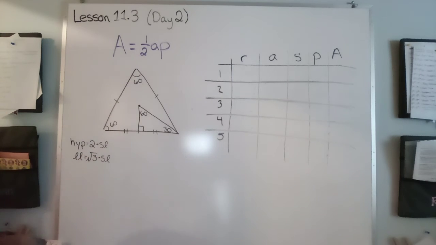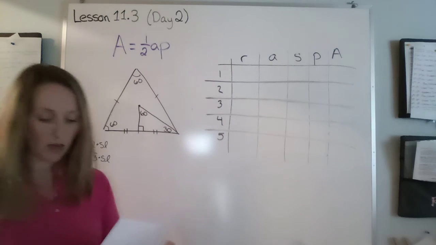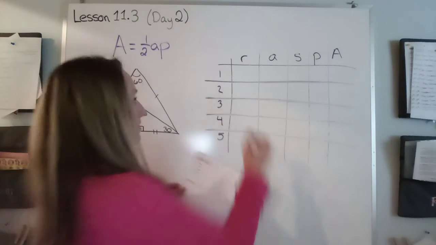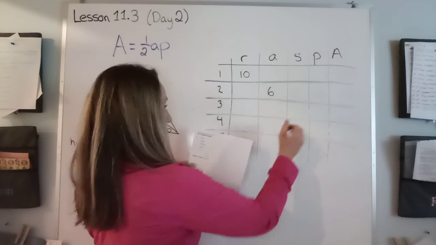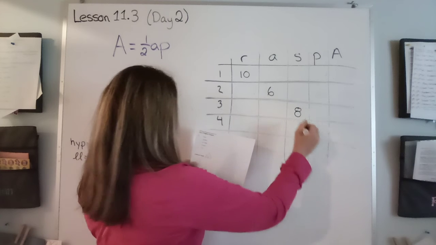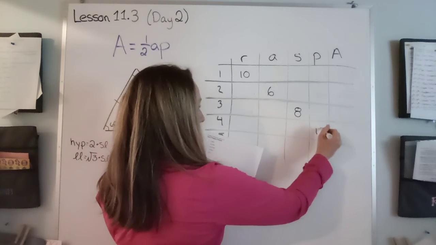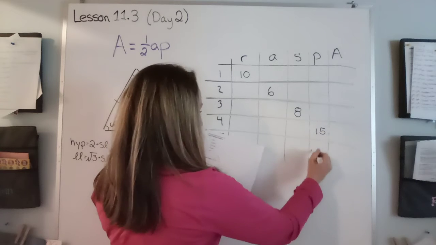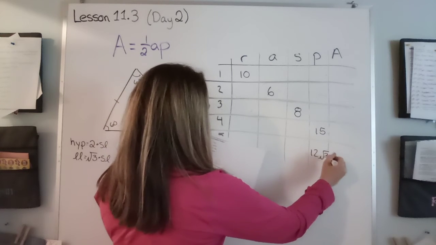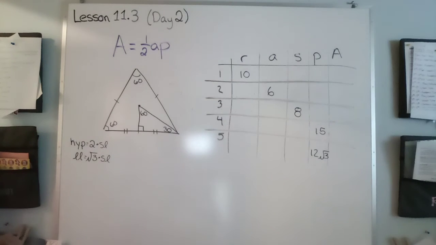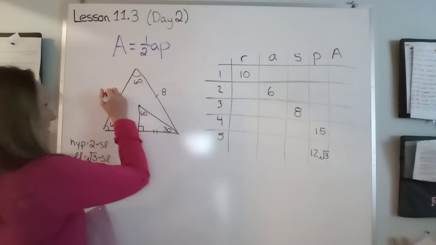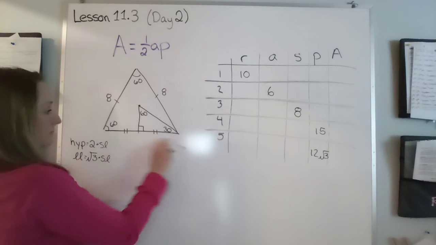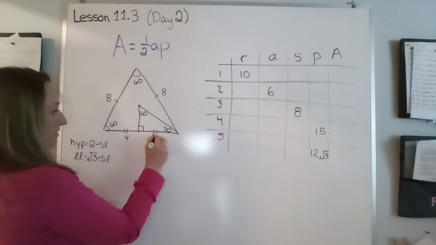Okay? All right, so the table that's given on page 18, we're given that the radius is 10 for problem 1, we're given that the apothem is 6 for problem 2, then I'm given the side is 8 for problem 3, then the perimeter is 15 and 12 root 3. Okay, so I'm going to work on 3 and 4 because they are definitely the more challenging problems. For problem 3, you're given the side lengths are all 8. So 8, 8, 8 is being bisected, so 4 and 4.